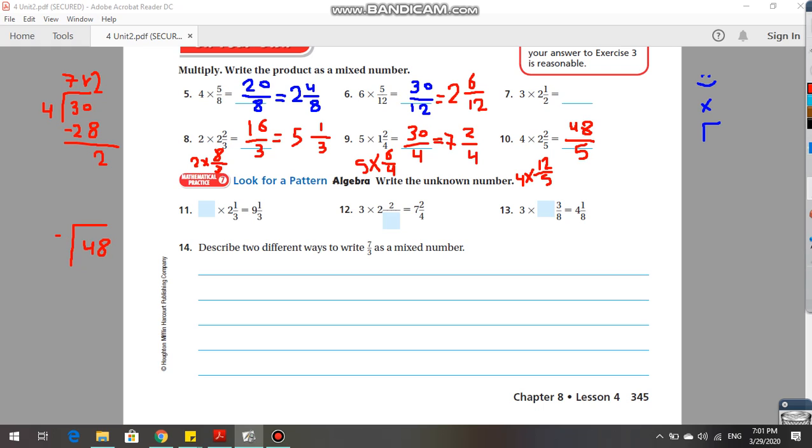Think quickly. 48. What is the closest number to 48 in table 5? It's 45. So I'm gonna write 45 down. And what am I gonna write up? What times 5 gives me 45? I'm gonna write 9. And I'm gonna subtract. It's gonna be 3. So remainder 3. So final answer, guys. Whole number is what? 9. And numerator is what? 3. And denominator never changes.